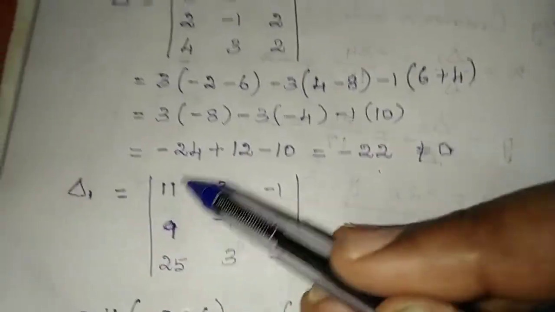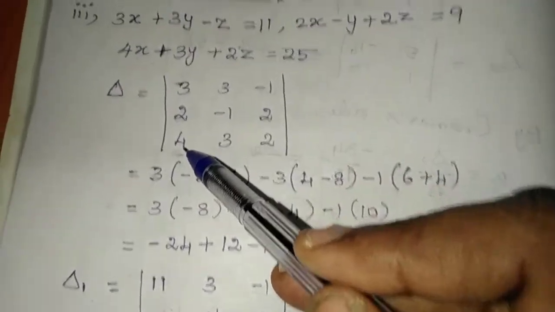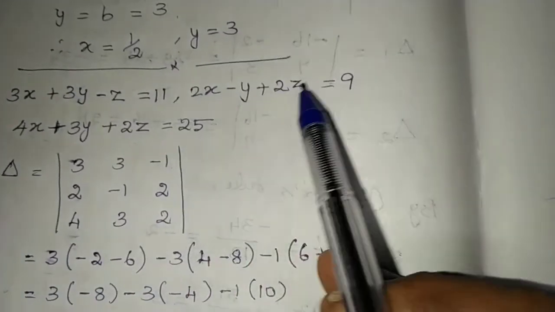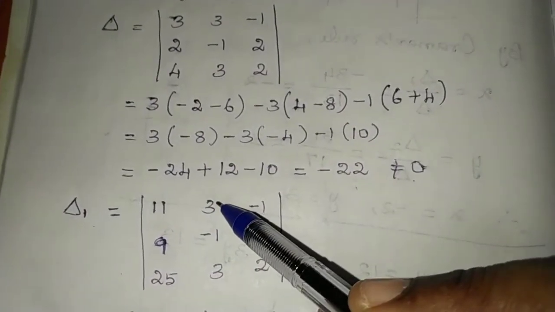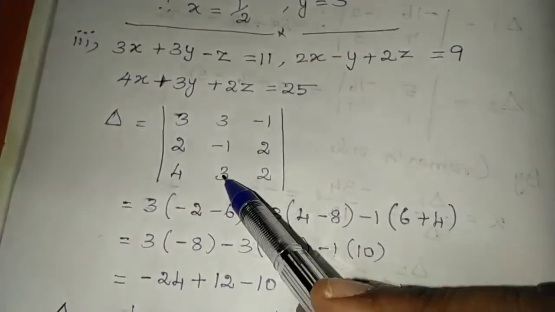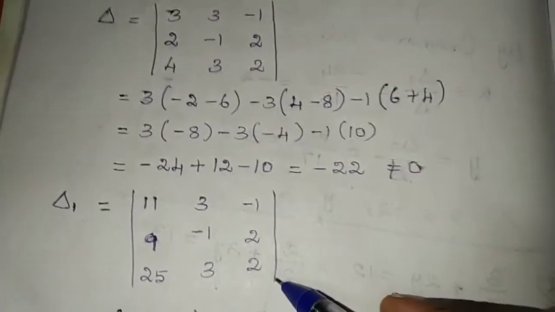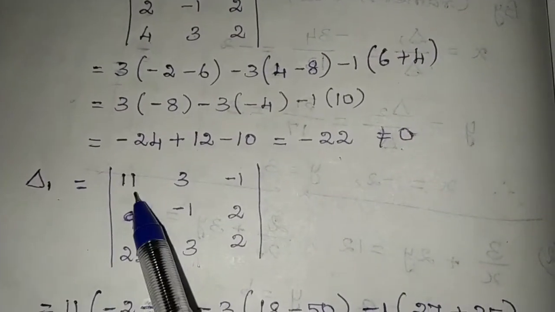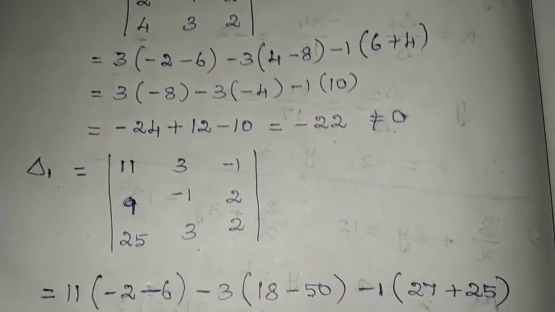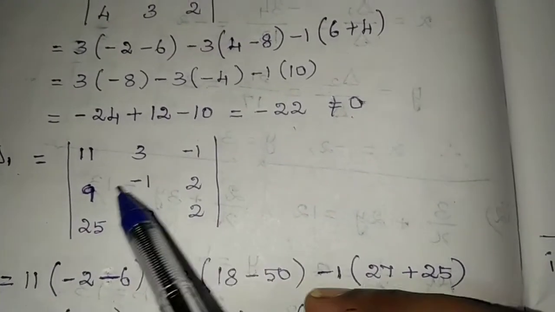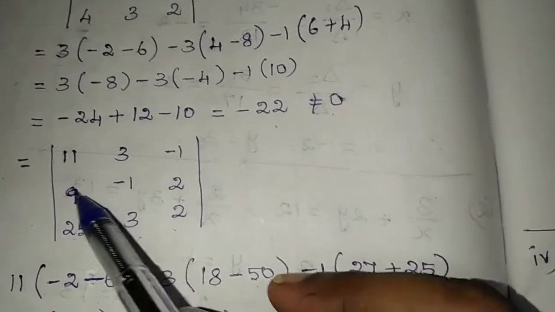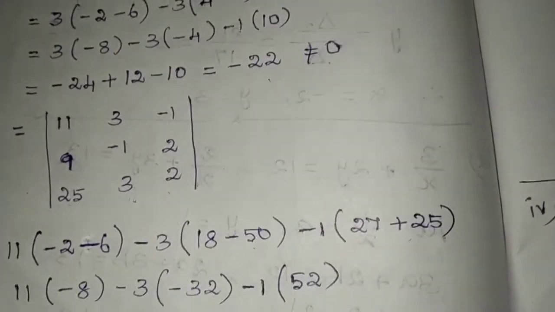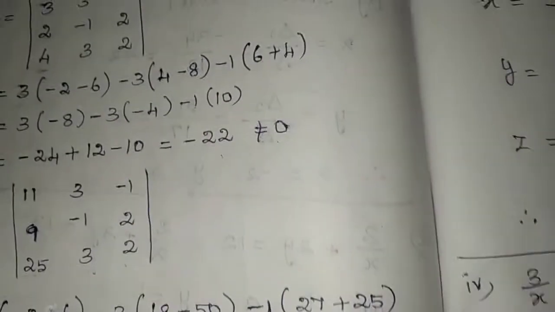Delta 1 means leave the first column, write the constants 11, 9, 25, and write the second column and third column as it is. Now simplify: 11 into minus 2 minus 6, minus 3 into 18 plus minus 50, minus 1 into 27 plus 25. Simplify, we get minus 44. What's the value? Minus 44.